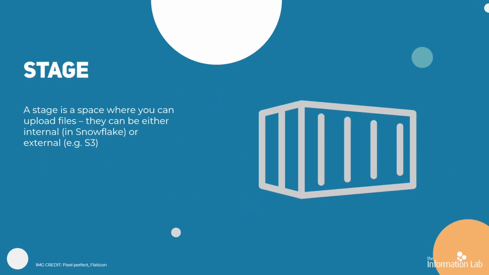A few concepts I would like you to understand before we get our hands dirty. The first one is a stage. A stage is a space where you can upload files. They can either be internal, so in Snowflake, or external. For example, S3 is the external stage we'll be using. The best way to understand a stage is to think of it as a shipping container. This is where you're loading your data into, so it can then be transported.